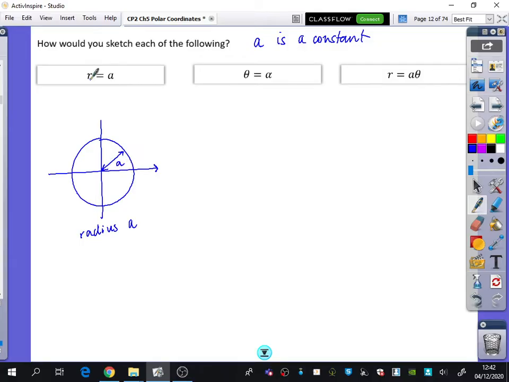Because it's just saying that the length of the line from the origin, from the pole to the point, is going to be a. And that's true everywhere. I mean, that doesn't really look like a circle, but it's meant to be a circle, okay? Is there any way to recenter the arc or the origin?